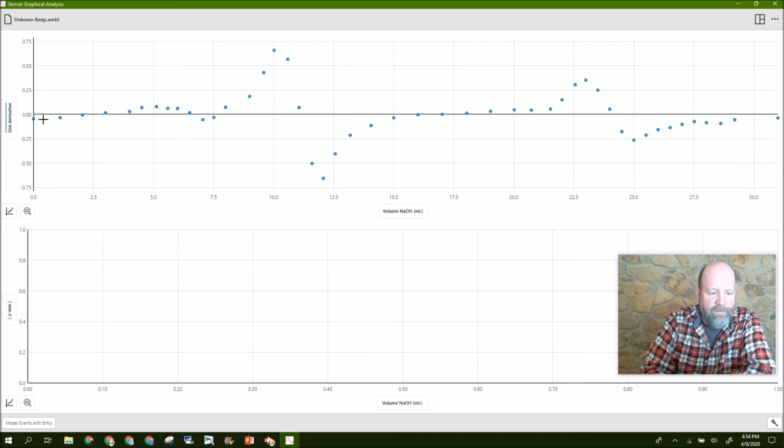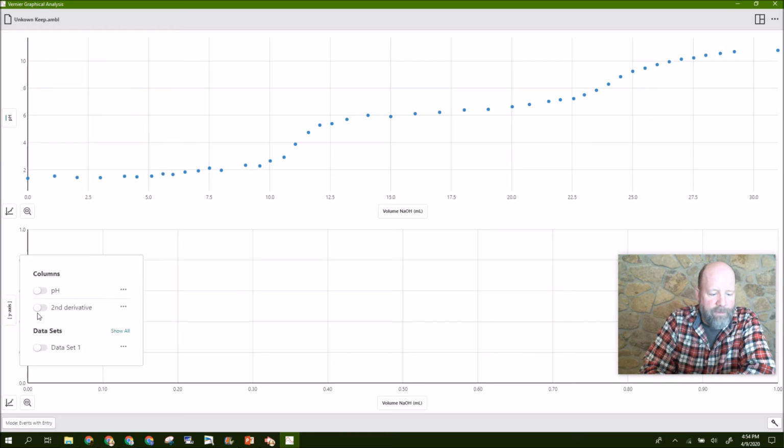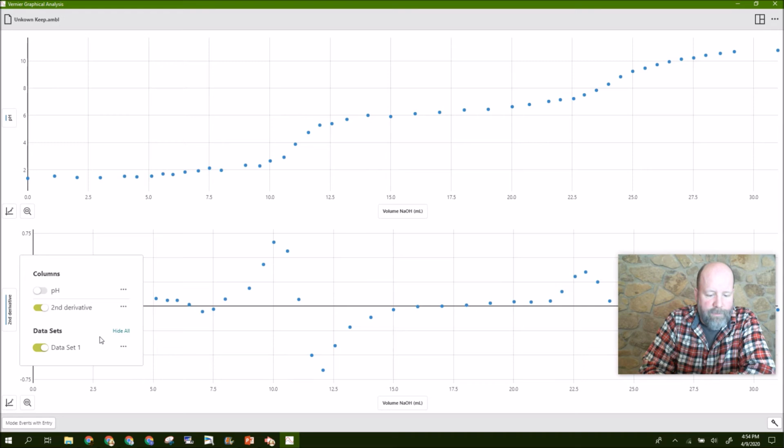And it's done that thing again. I don't know if yours will do that. I expect it probably will. So I'm going to change this one to second derivative. And I need to select the volume. So again, I'm going to look for the x-intercept.